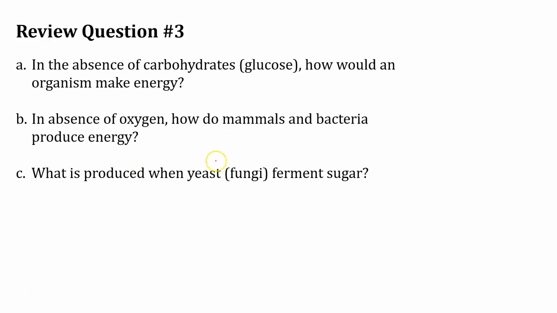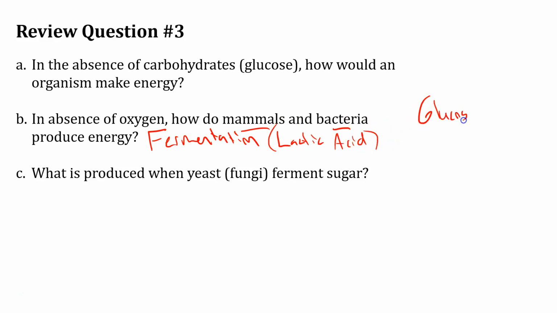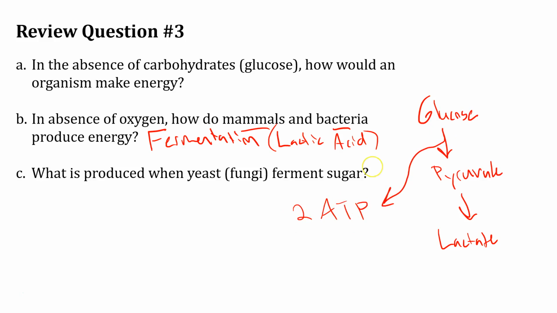In the absence of oxygen, how do mammals and bacteria produce energy? Well, the answer is fermentation. Specifically, if we're talking about mammals and bacteria, though, we would say that this is lactic acid fermentation. So basically, how this process works, glucose is converted to pyruvate, and then pyruvate is converted to lactate, and that will generate some ATP. Okay, so that's that process.